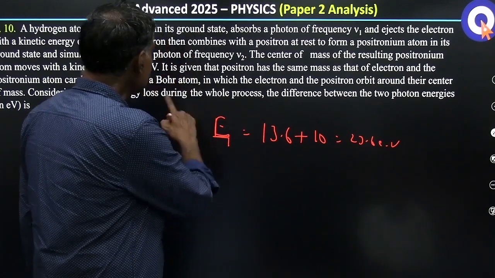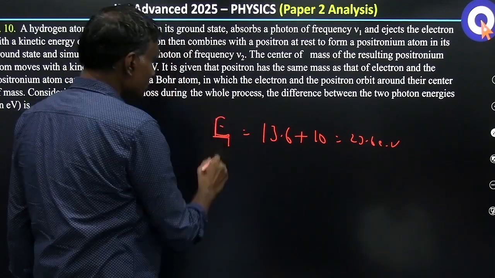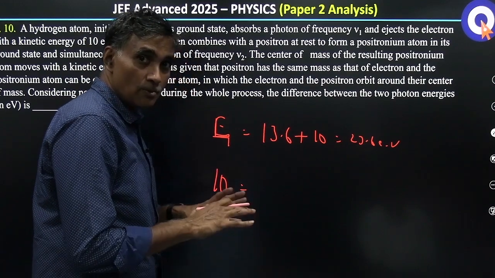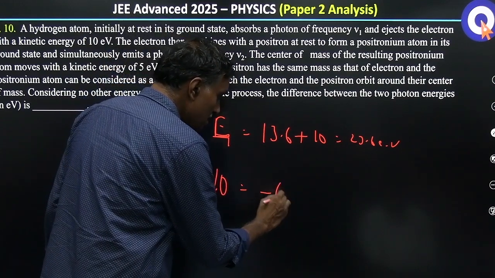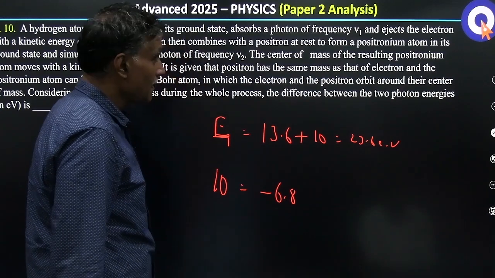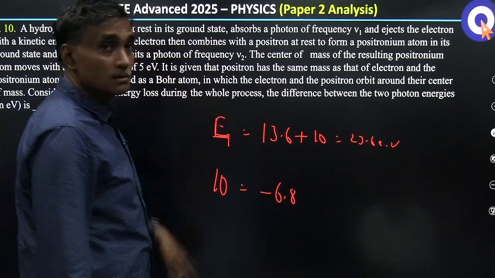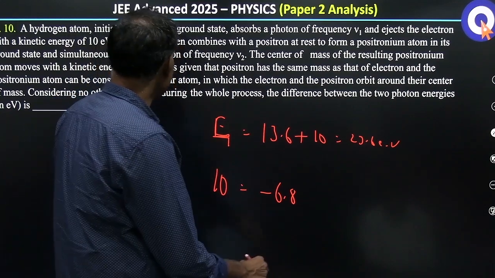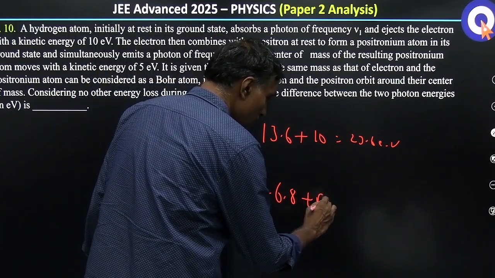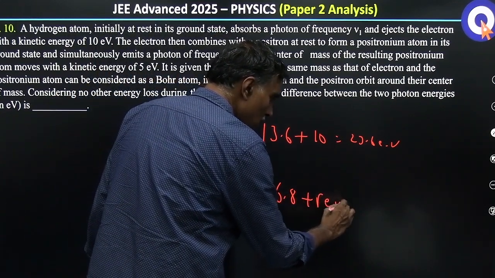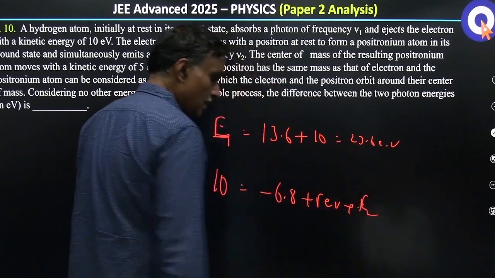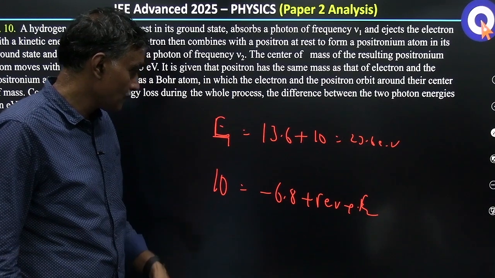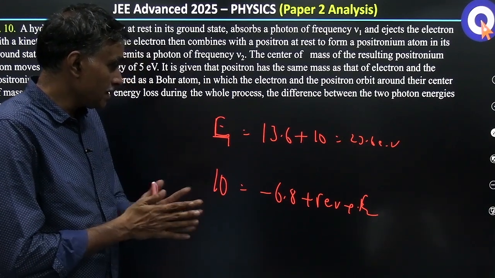So what is the energy of the electron now? What is the initial energy? 10. That is equal to, once the positronium atom is formed in the ground state, what is its energy? Minus 6.8. Plus the center of mass is not stationary. The center of mass is also moving with what energy? 5 electron volt. So plus 5, plus a photon is emitted of energy E2, that's all. So E2 you have to find. What is E2? It is 16.8 minus 5, that is 11.8.